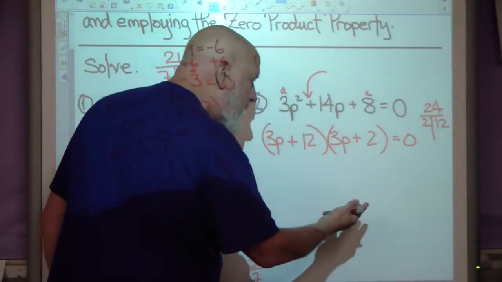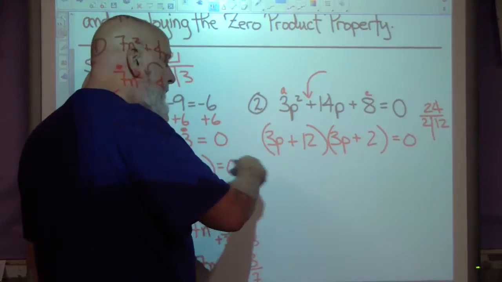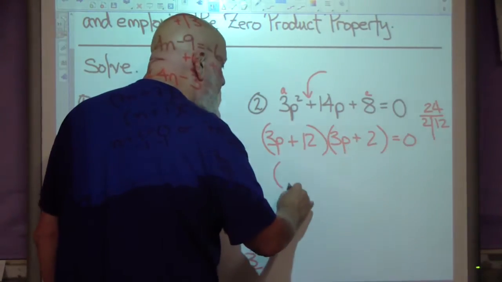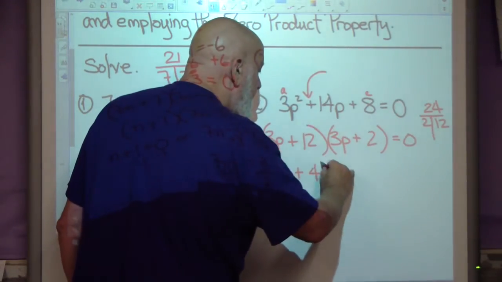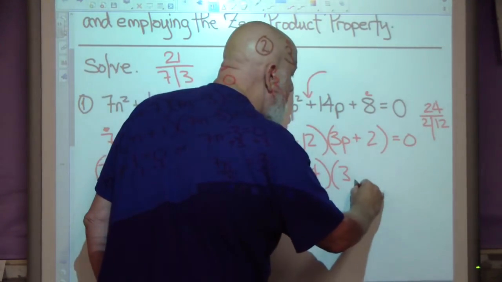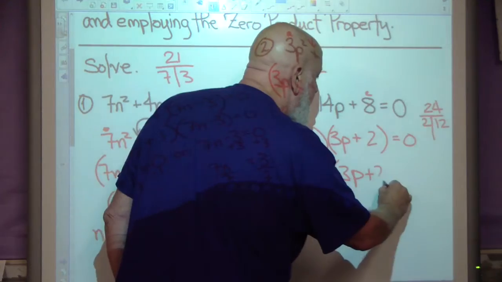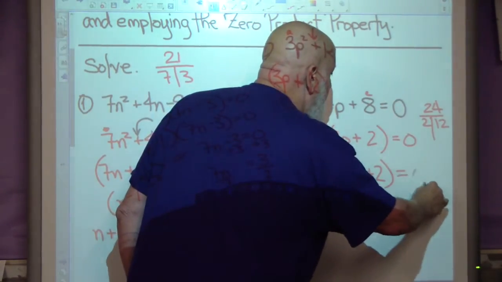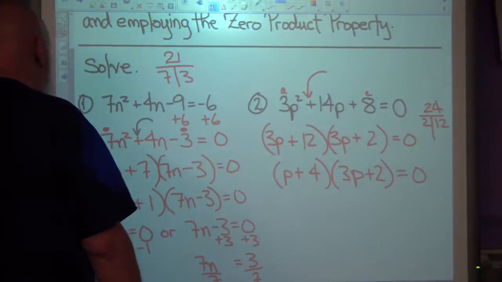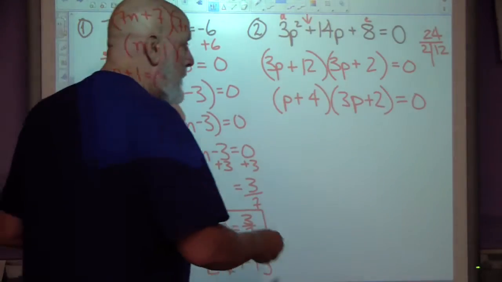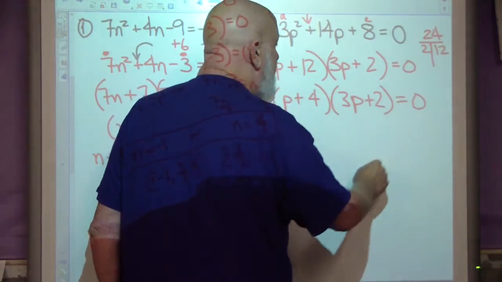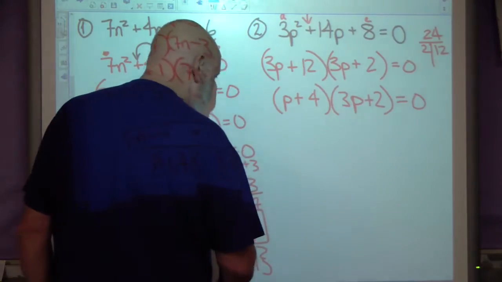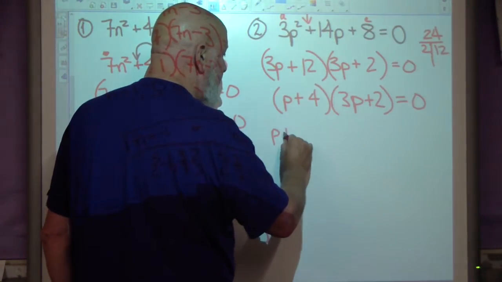So I've introduced an extra factor of 3, and now I'm dividing it back out in my head. Dividing this by 3 gives me p. Dividing this by 3 gives me 4. 3p plus 2 is the other factor. This product is equal to 0, and now I'm in a position to use the zero product property, which says if you have two factors that are equal to 0, either the first factor is 0 or the second factor is 0.